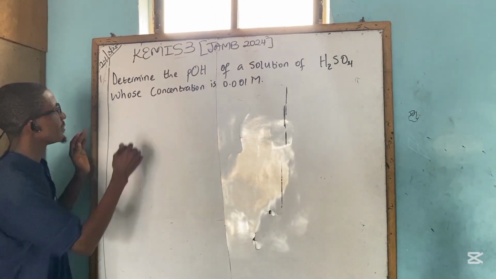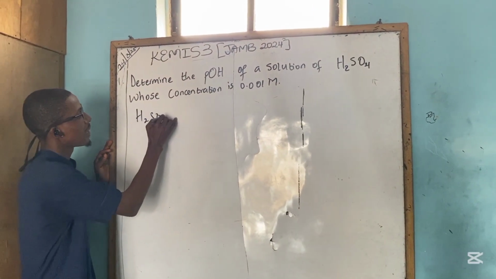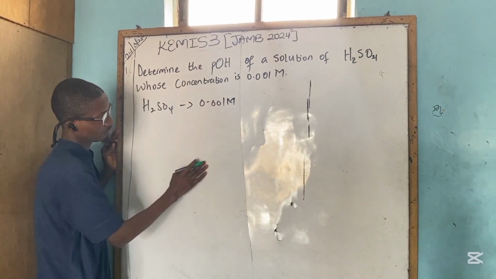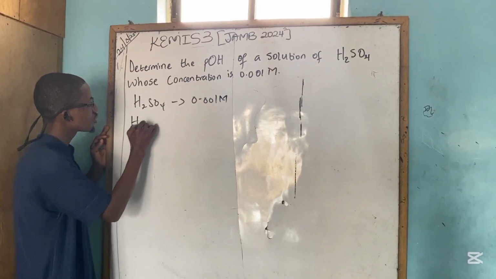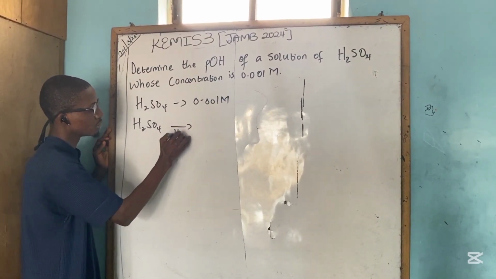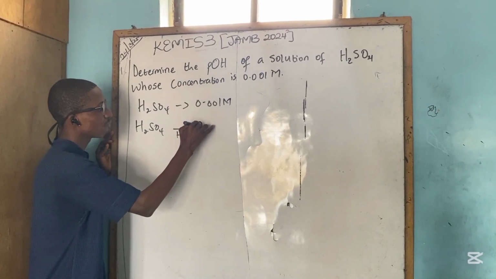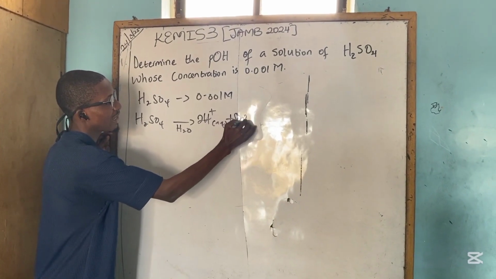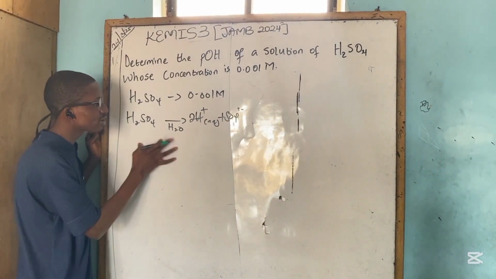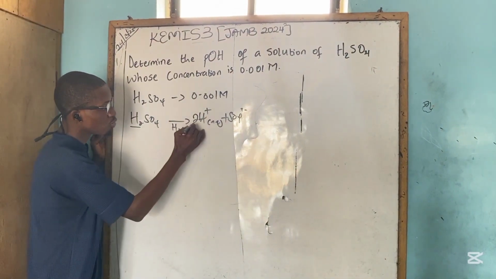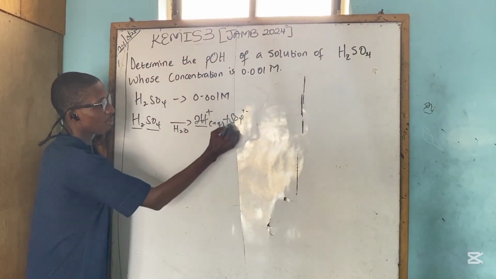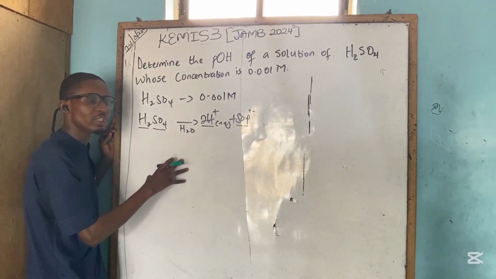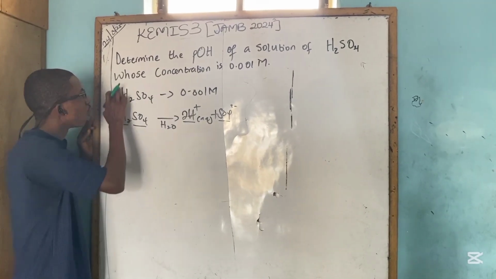Now, we are told that this H2SO4 has a concentration of 0.001 molarity. If we dissolve this H2SO4 in aqueous solution like water, we find that we have 2 moles of hydrogen ions in aqueous solution plus SO4 2 minus. From this dissociation, we have 2 moles of hydrogen ion and 1 mole of SO4. This shows that from this H2SO4, we have 2 moles of hydrogen ion present, and we are given the molarity of 1 hydrogen ion.